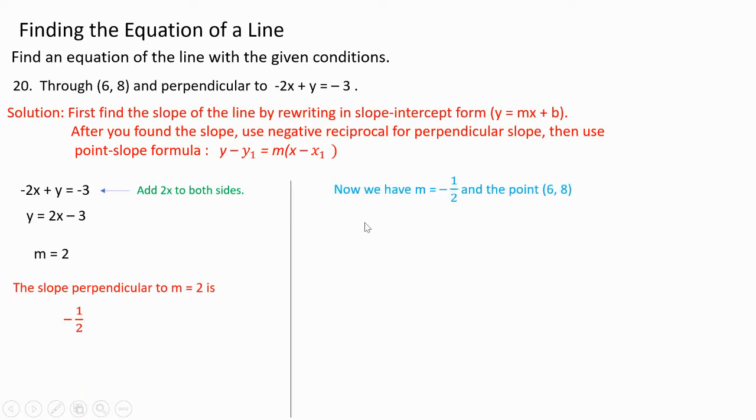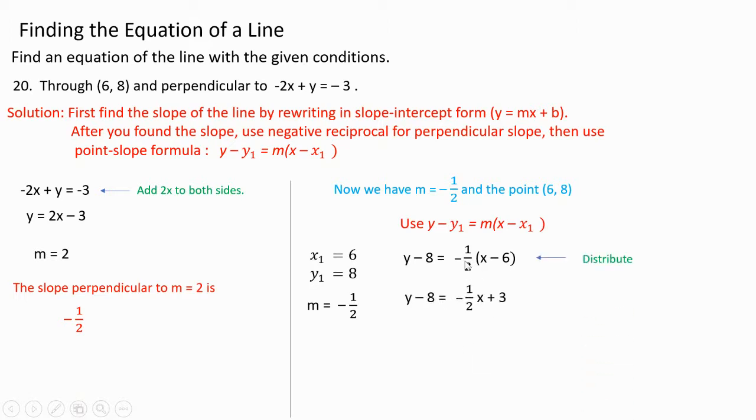So now we have my m equals negative 1/2 and the point (6,8). So we're going to use y minus y1 equals m times x minus x1, right? So this is my x and my y, 6 and 8. There's my slope. So we just plug them in. So here first I need to distribute. Negative 1/2 times x will give us negative 1/2 x. Negative 1/2 times negative 6 will give us positive 3. Now we're going to add 8 to both sides. And it will be y equals negative 1/2 x plus 11. This is the line that we're looking for.